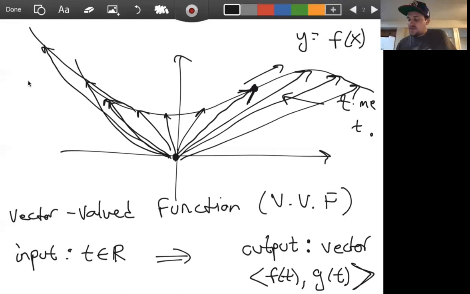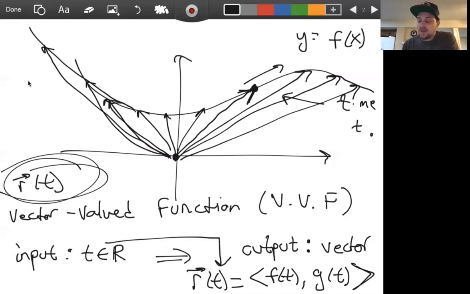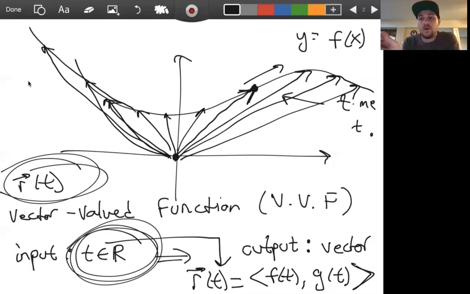Okay. And so we'll represent a vector valued function by r of t. This will be a vector valued function. And so what we say is r of t equals the vector f of t comma g of t, where again, the input or the domain is our parameter, whatever set our parameter belongs to, right? So in this case, the domain is the real numbers because I'm letting t vary from negative infinity to infinity. And the output now is a vector corresponding to f of t, g of t.